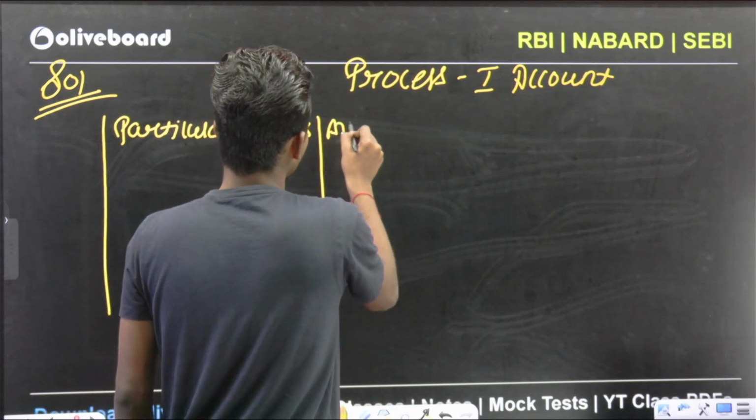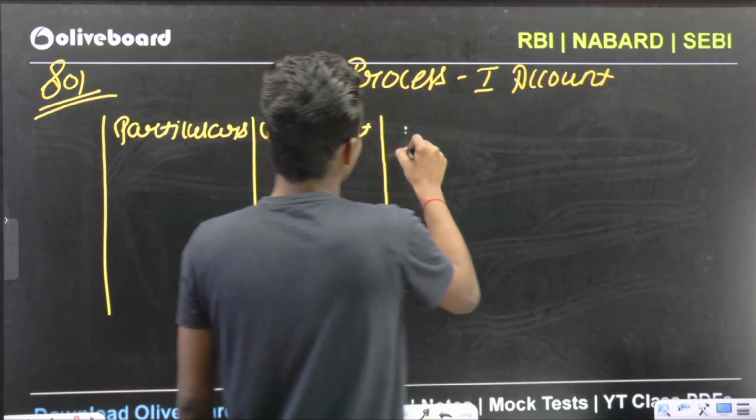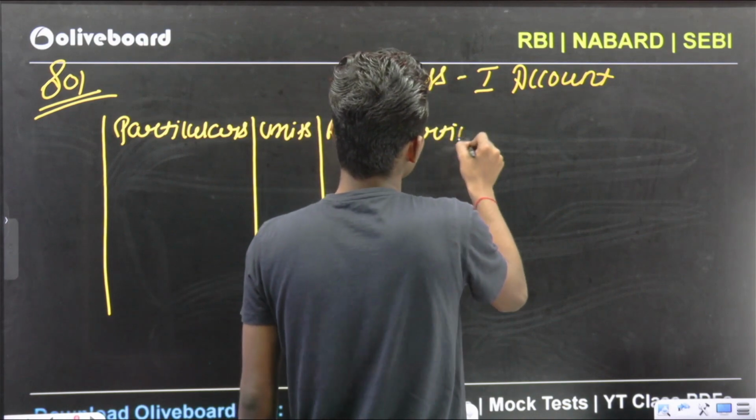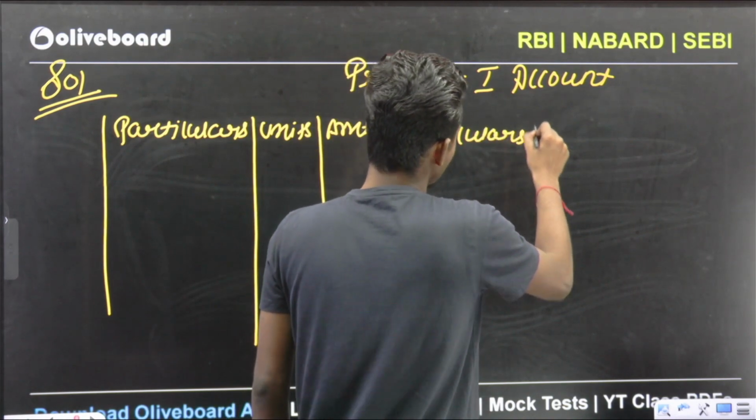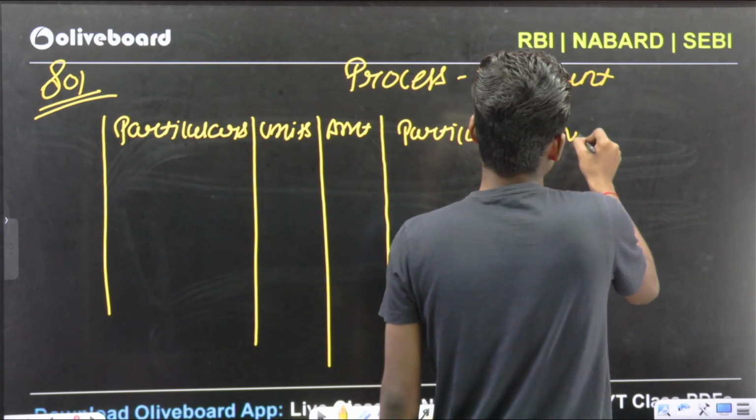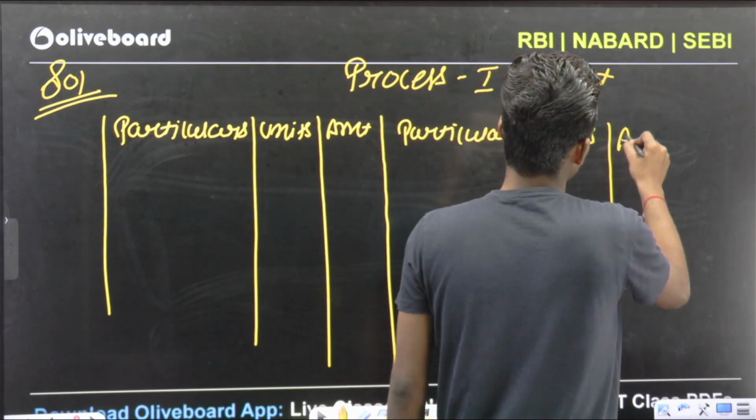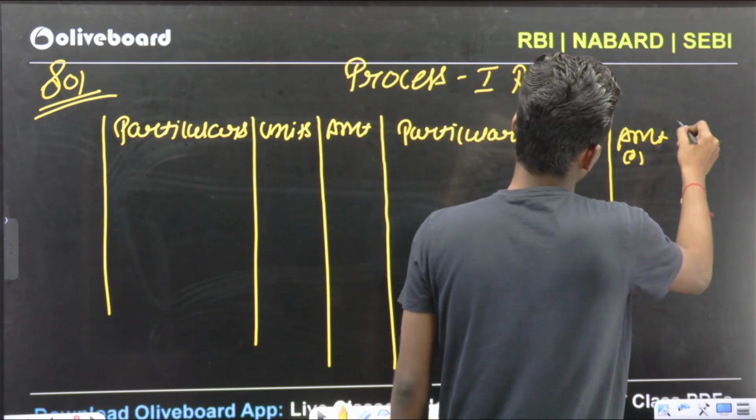Here after that I will write down the amounts column. Again, I am also incorporating my credit side column. So I have the particulars column, again I have the units column, and the same I have the amounts column over here.